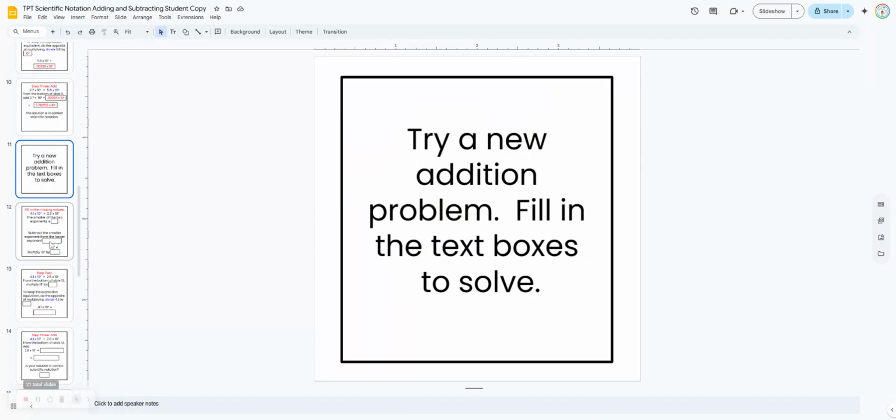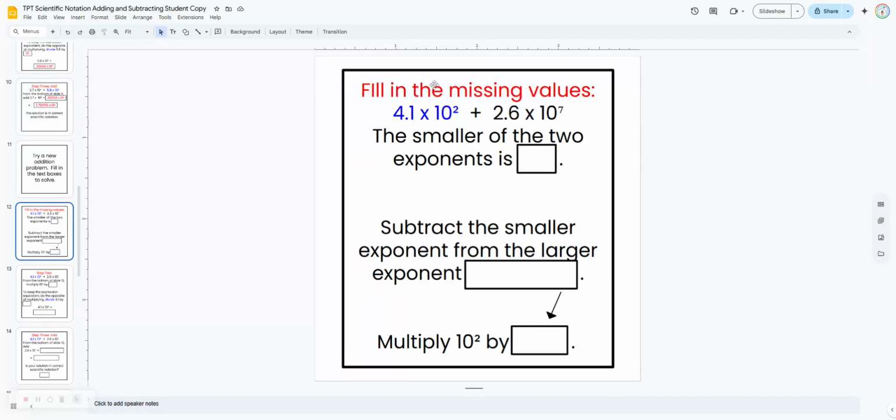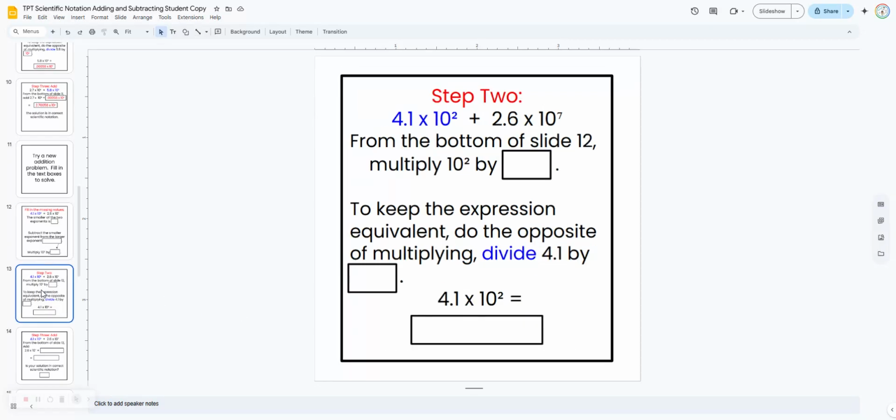Now, students are going to be doing a few on their own. Determine which is the smaller exponent. That's the one we're going to change. We're going to take the larger exponent, subtract the smaller, we get 5. So we're going to multiply times 10 to the 5th power. We're going to multiply 10 to the 2nd power by 10 to the 5th power. And we're going to take 4 and 1/10 and divide by 10 to the 5th power. And they're going to write their solution here.